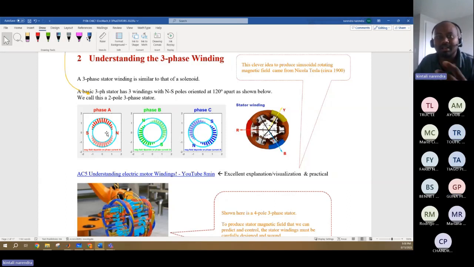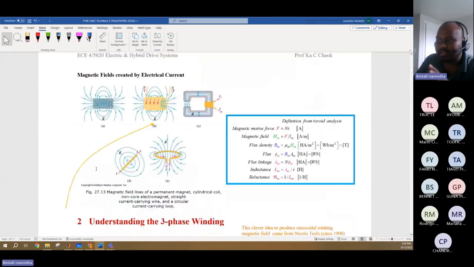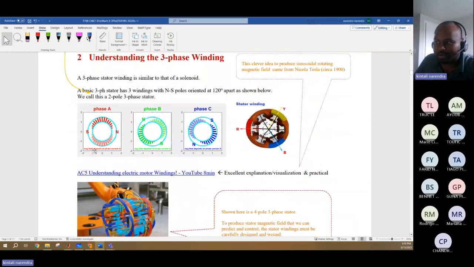Imagine a solenoid. If you know a solenoid, what happens in a solenoid? You wind the winding, and as the current flows through the winding, you develop the magnetic field. The same thing happens even in an electromagnet. You have windings here. When the current flows through the winding, there will be a north pole and a south pole. So if I can control the amount of current, then I can control the north pole and south pole.